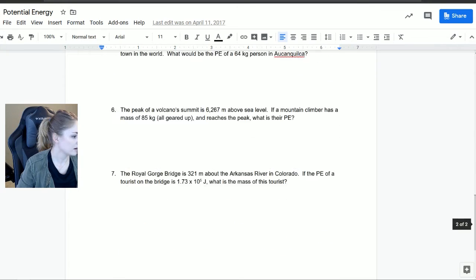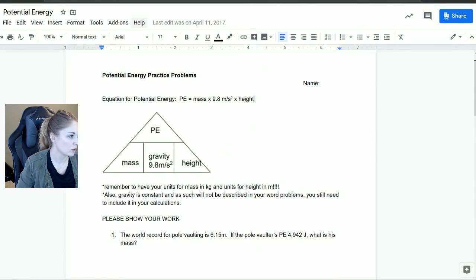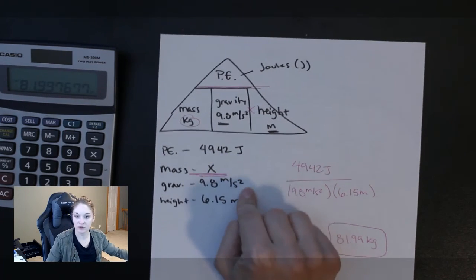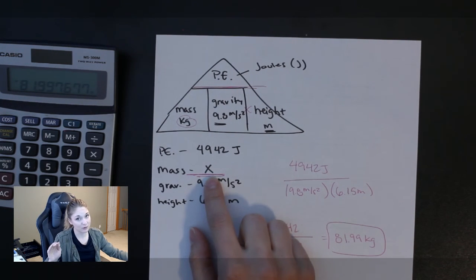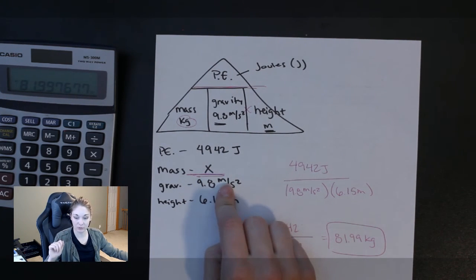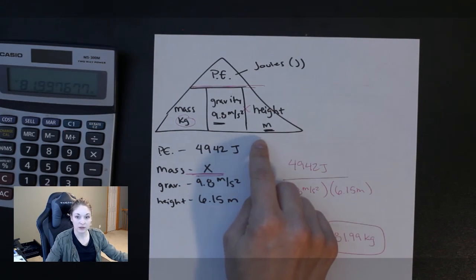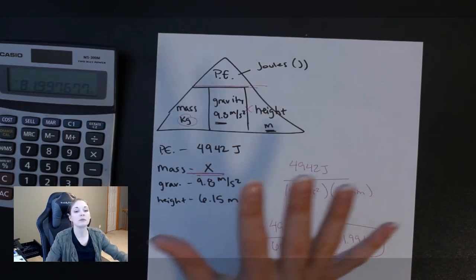You guys have about 7 problems to fill out. Again, I like to go through step by step and fill out each variable that I give you, figure out what you're solving for, or what information I don't give you, keeping in mind I'm never going to talk about gravity. You always assume gravity is 9.8 meters per second squared, and then you should be able to solve based on your triangle. If you need help with any of this, or this isn't making sense, please email me, as always. Otherwise, later in the week, we're going to be doing the same thing with kinetic energy.